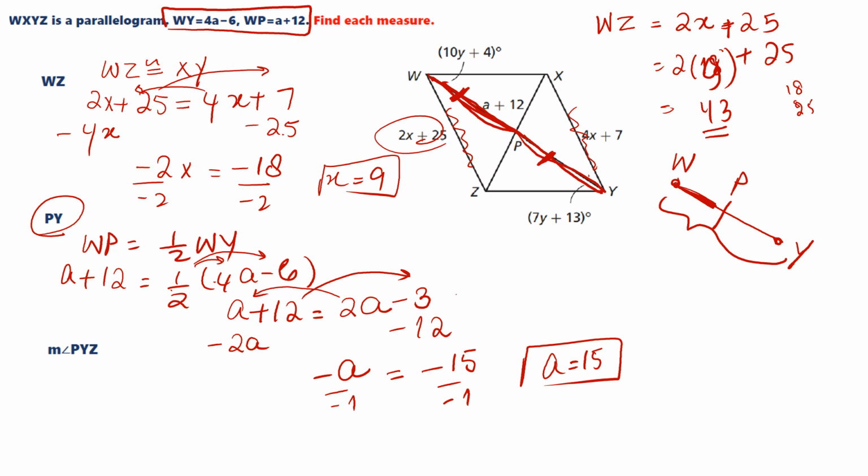Okay, they are asking us to find PY. So you know that PY and WP are equal to each other. WP is congruent to PY. And what is PW? PW is A plus 12. We know that A is 15. 15 plus 12 is 27. So we find this also.